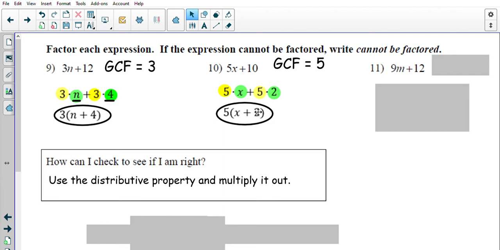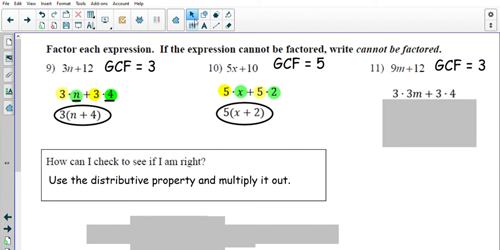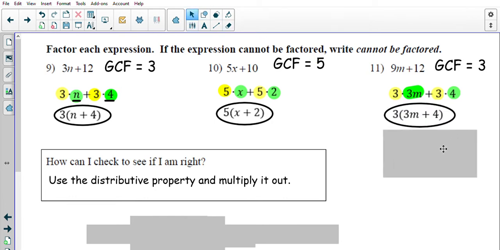Number 11, we have 9m plus 12. Even though they both don't divide by 9, 9 and 12 both divide by 3. So that's our GCF. So we have 3 times 3m, which is going to get us 9m. And then we have 3 times 4, which is going to get us 12. Again, my GCF shows up twice, and then these terms that are in green are going to be what's left inside the parentheses. So the 3 goes outside the parentheses, 3m plus 4 goes inside the parentheses. 3 times 3m is 9m, 3 times 4 is 12.